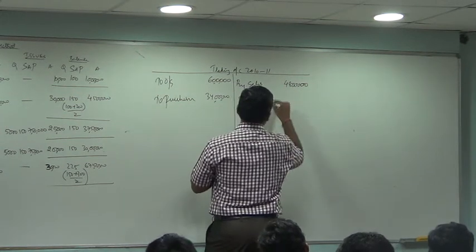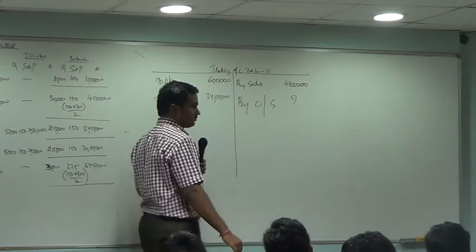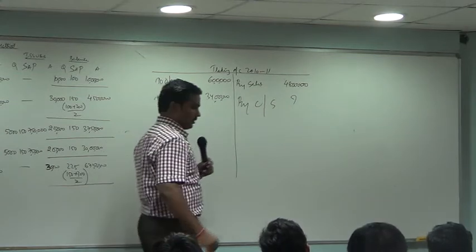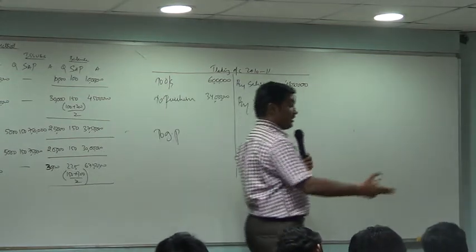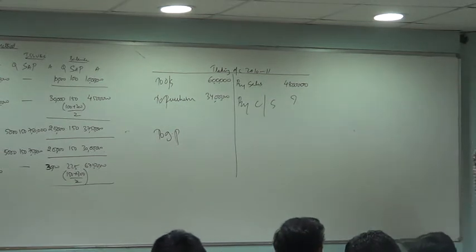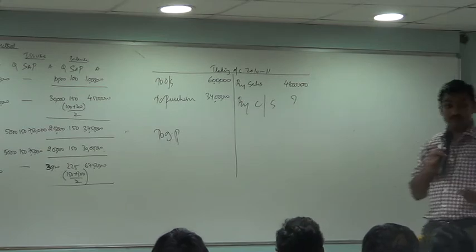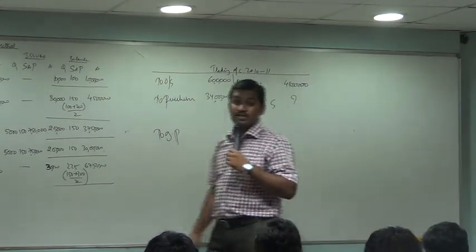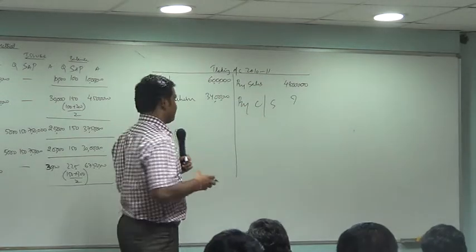By closing stock, let us assume we don't know the closing stock. Gross profit. Company is making how much gross profit every year? Company is making a gross profit of 25% on sales every year. 48 lakh into 25%, how much is it? 12 lakh.